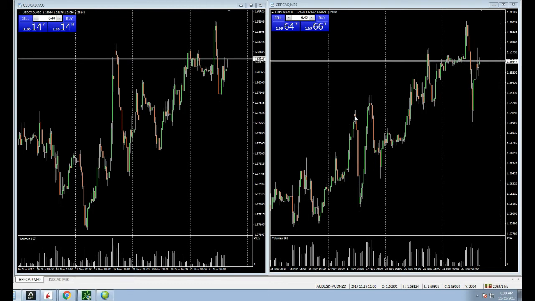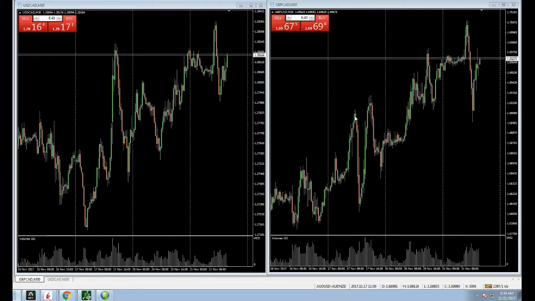So I don't see any real reason to just jump right in here. But I do think it's going to open up a really nice opportunity. And you can see they're pretty much moving together for the most part. There's a little gap here on both of these.